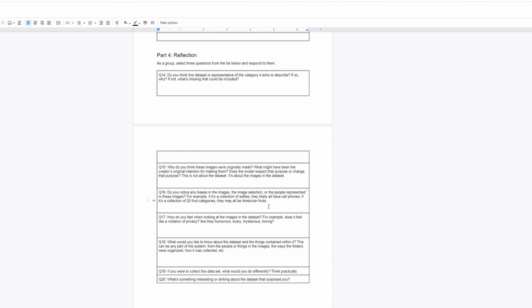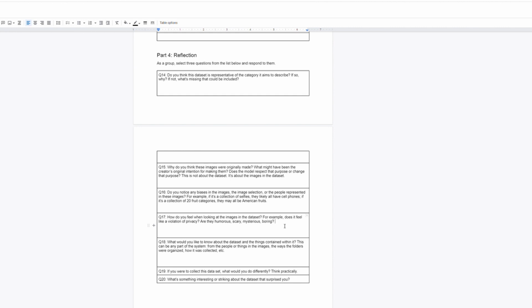There's a question of, how do you feel when you're looking at the images in the data set? I oftentimes find myself feeling a little weird when I look at these images, because I get the sense that the people I'm looking at didn't know I'd be looking at them. And I feel a little strange sometimes, but that's just me.